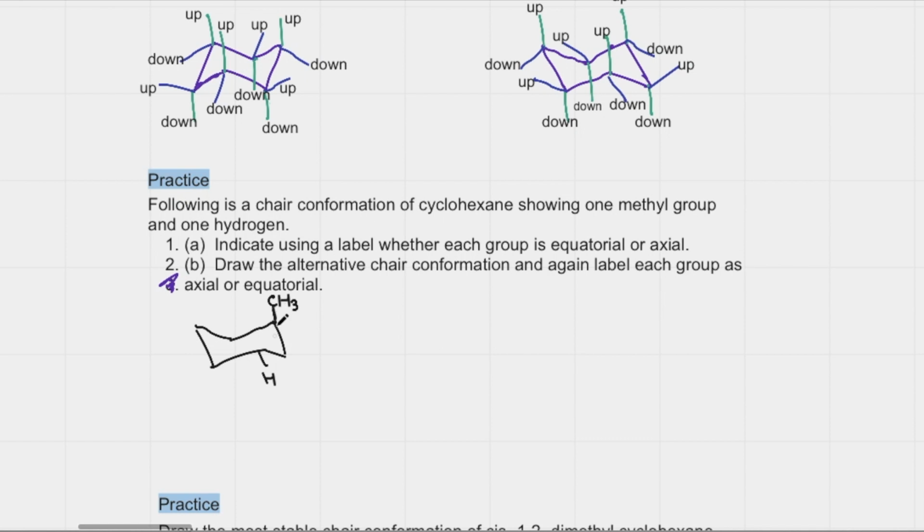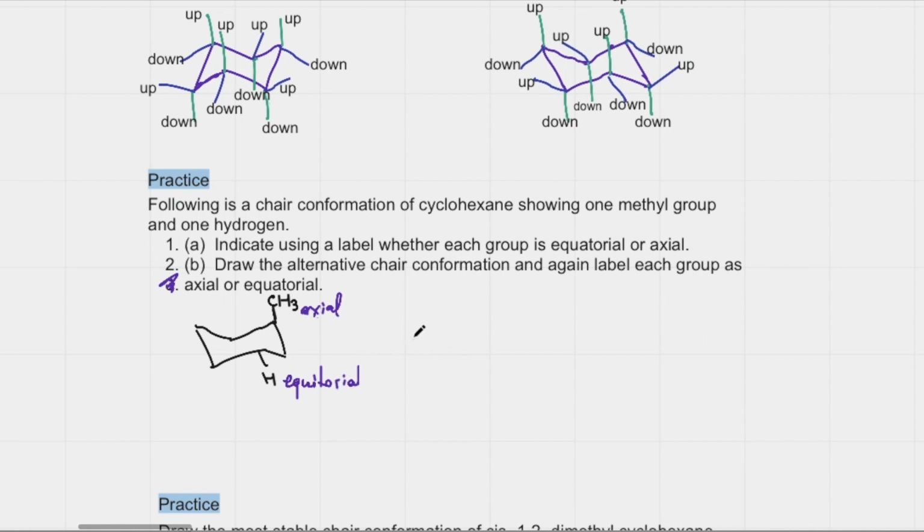What is this position here? You can see that it's straight up, and so it must be axial. This is an axial position. What about this hydrogen? It's not straight up or straight down, it's at an angle, so this position is equatorial. And how would we draw its flipped version?